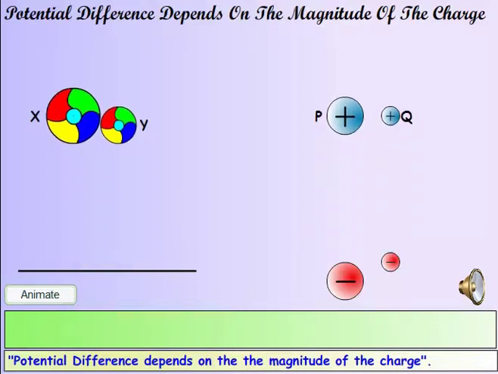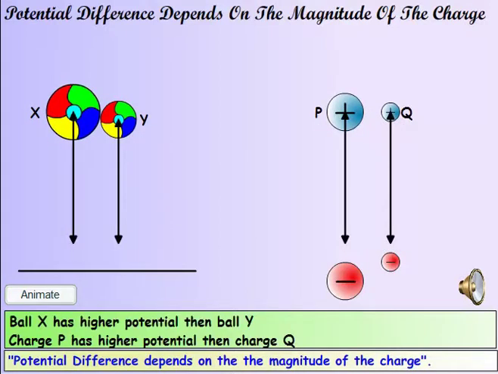Potential also depends on the magnitude. Ball X is larger than ball Y. When the two balls are raised to the same height, ball X will have higher potential than ball Y. Similarly, the potential of charge P is higher since it has a higher magnitude, although the distance of separation is the same.